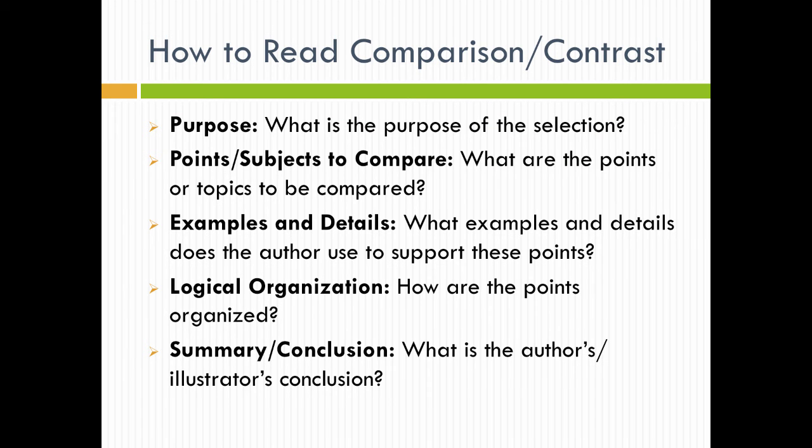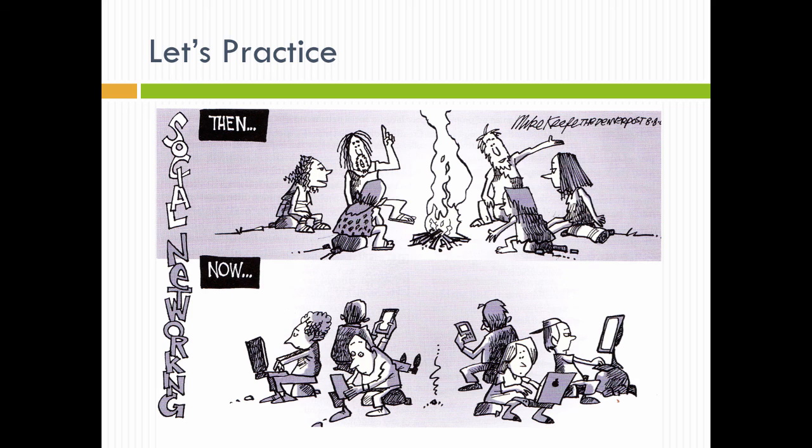So when you're reading compare and contrast, you need to figure out what the purpose is of what you're reading. So you need to find the thesis statement. That's usually in the first paragraph, but in a longer piece, it can be a couple paragraphs in. You need to figure out what the points are that are being compared, or what are the topics that are being compared. And then look at the examples and the details. How does the author use those to support the thesis? The logical organization. How is the paper organized, and does it make sense? Looking at the summary and the conclusion, you need to figure out what the author's conclusion is, and if you draw the same one.